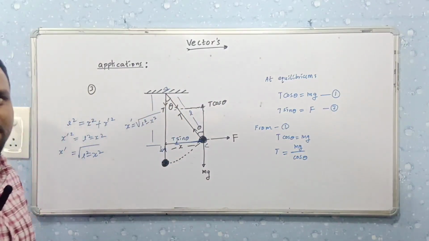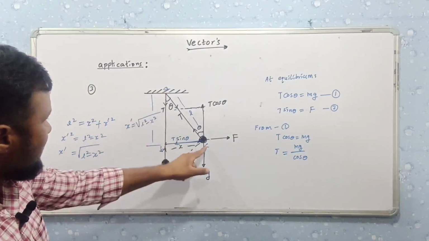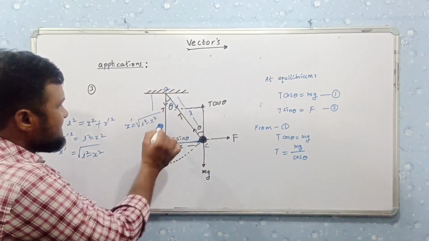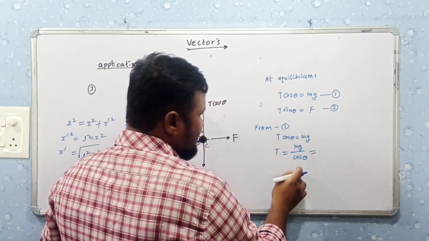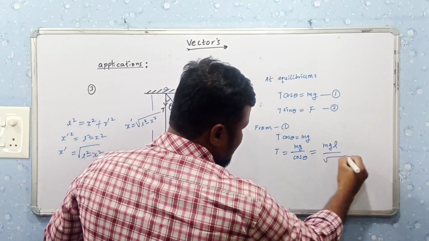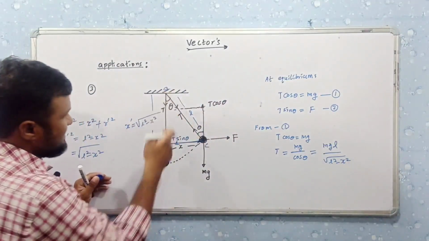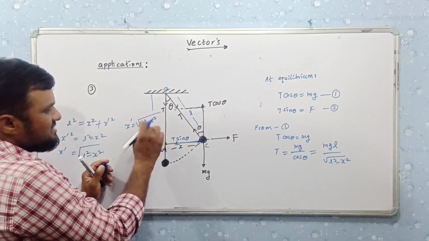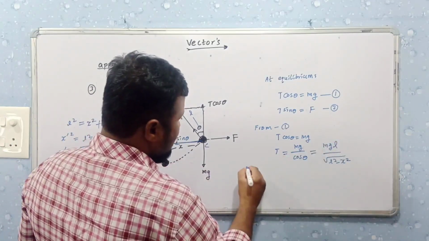Or if you want to write what is cos theta, can I take cos theta from the triangle ABC? Cos theta is adjacent by hypotenuse. In other words, you can write this equation as mg L by root over L square minus x square, as cos theta is root over L square minus x square by L. Understand?